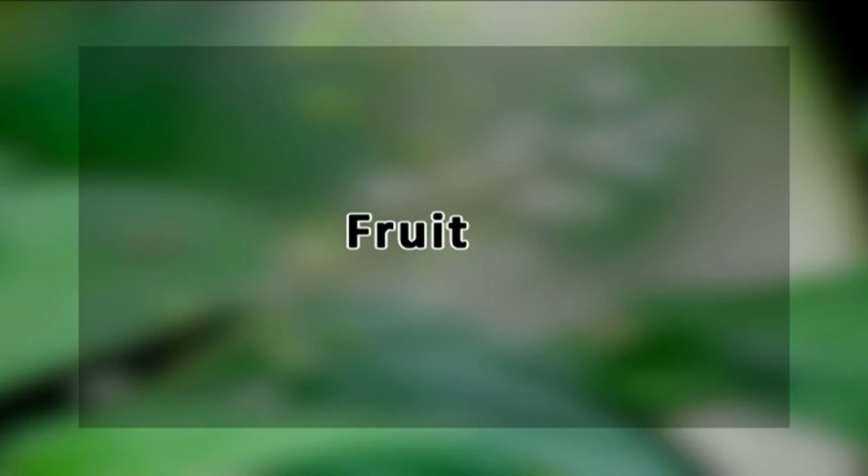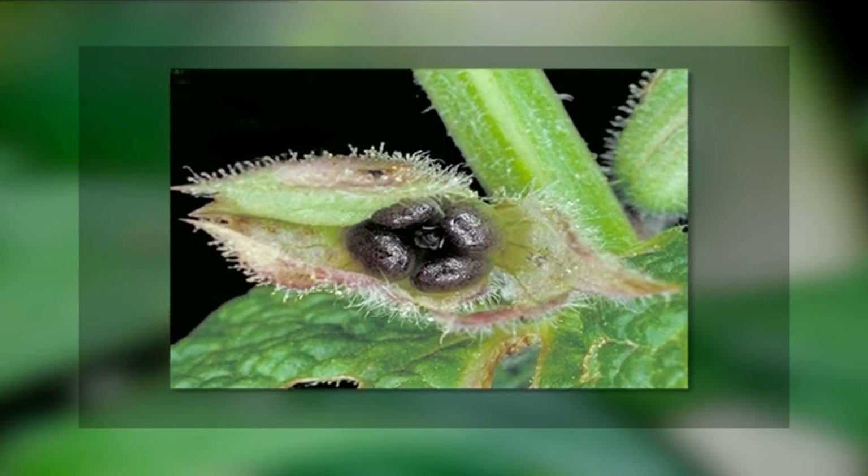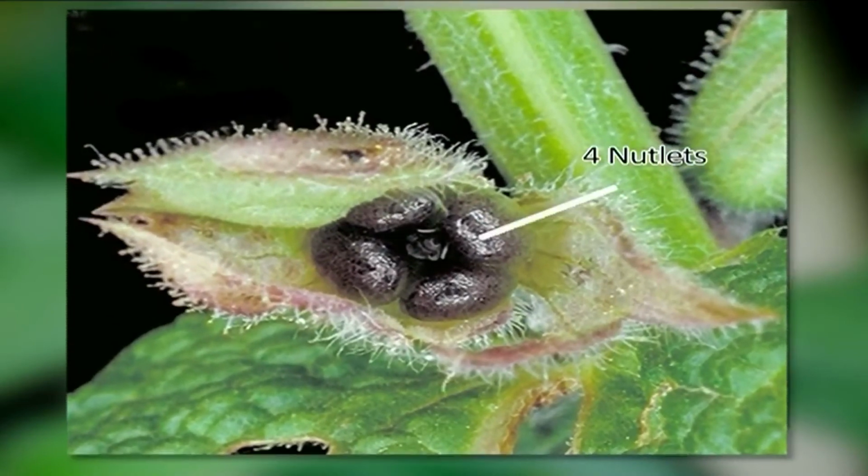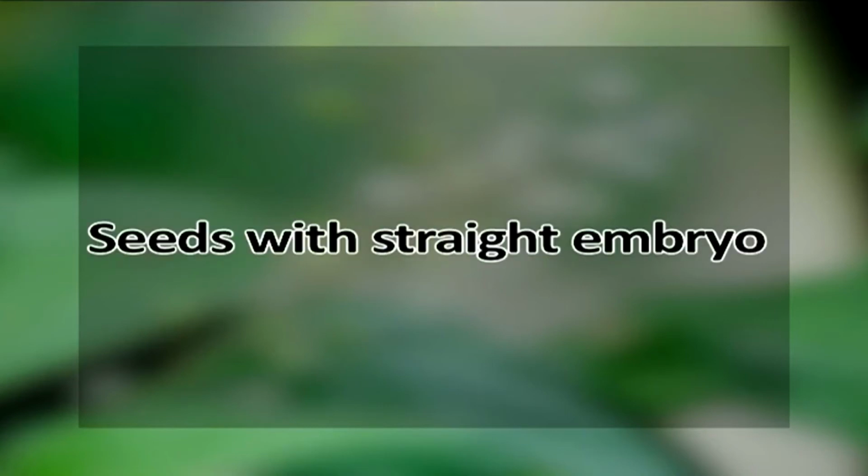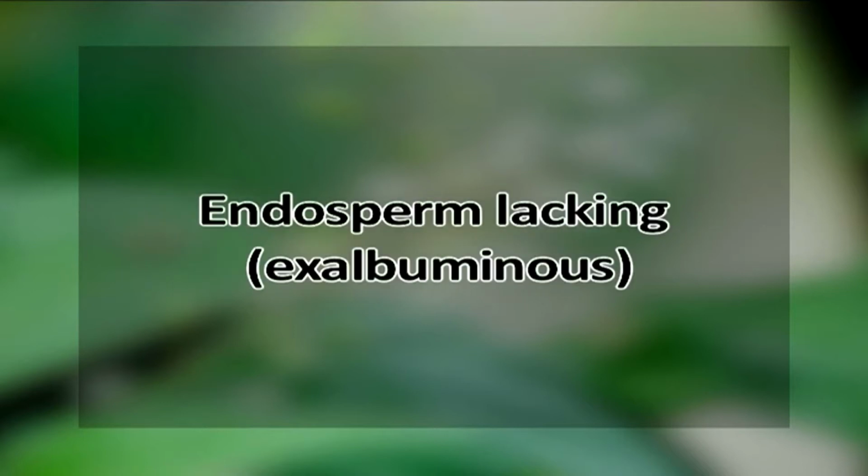Now fruit. The fruit in Lamiaceae is a schizocarp which splits into 4 nutlets. In some species of Lamiaceae, we can have a drupe as fruit or an indehiscent 4-seeded pod. The seeds within the fruit have a straight embryo. Endosperm is always lacking. That's why we call the seeds in Lamiaceae exalbuminous.